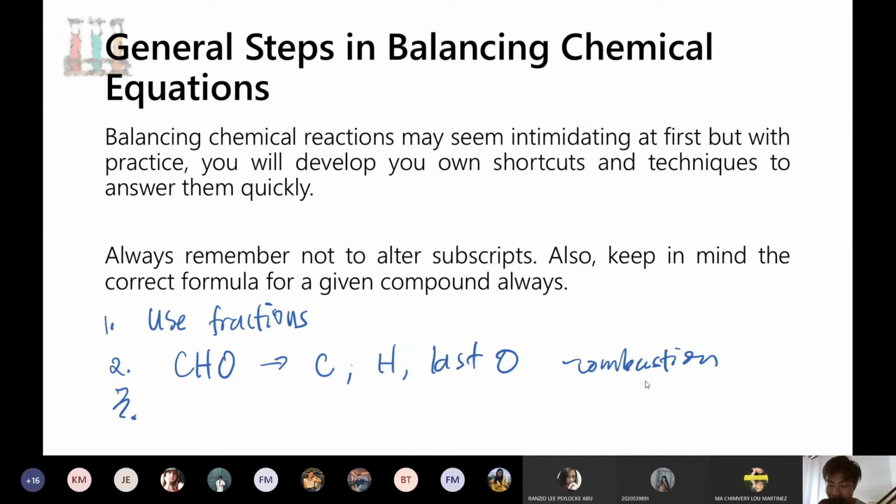Ano yun? Yung polyatomics. Okay, mga polyatomic ions nyo. So, polyatomics tawag ko doon. So, you recognize kung may polyatomics. If balance sila, then you balance the remaining atoms na lang. If they are not balanced, then ibabalance mo muna sila. So, later on, we'll have examples on that na.